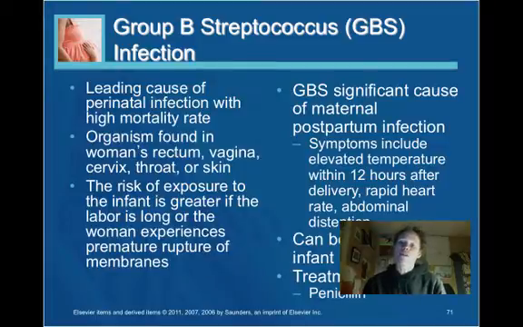Group B strep is a significant cause of maternal postpartum infection. Symptoms can be elevated temperature, rapid heart rate, abdominal distension, and it can be deadly in an infant. The treatment is with antibiotics, and penicillin is the drug of choice.